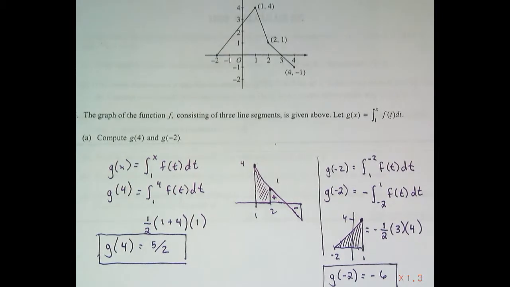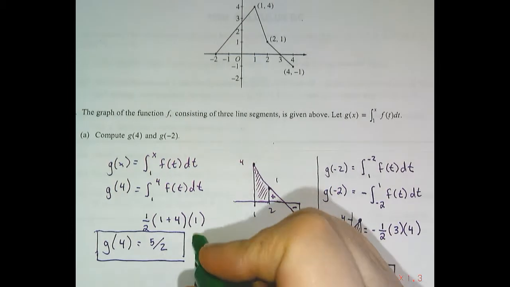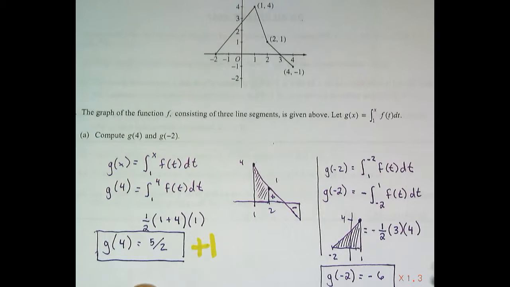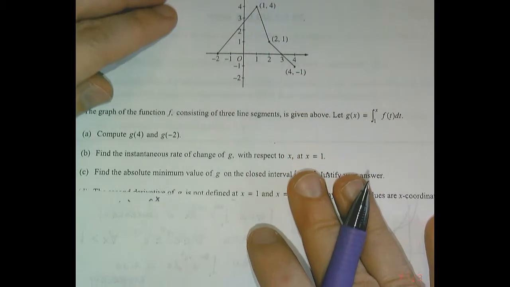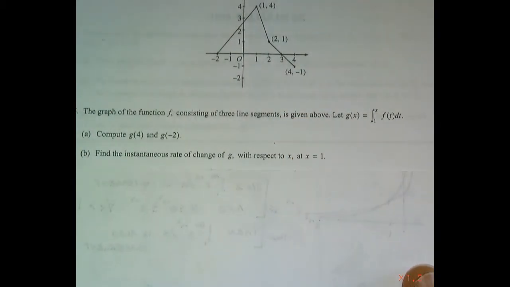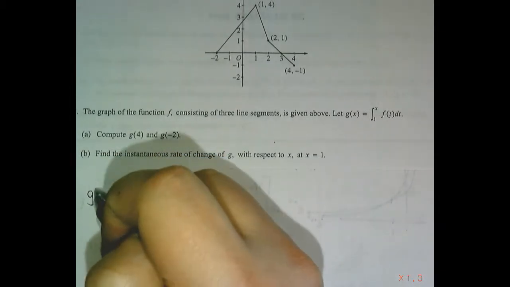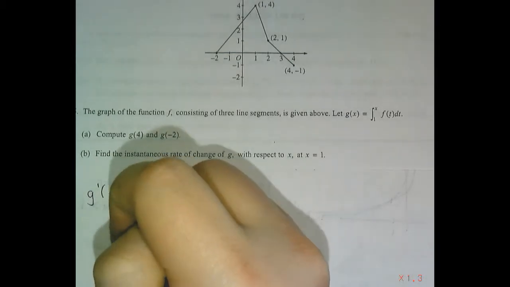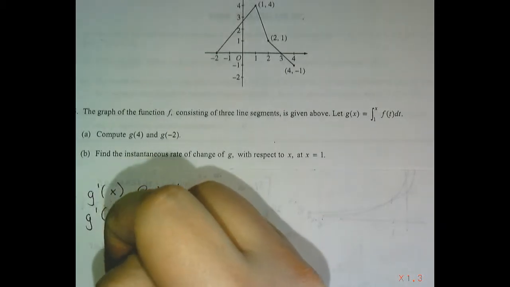There's our two parts for part A. When it comes down to grading for part A, you get 1 point for the first question and 1 point for the second part of part A. Okay? So let's move on to part B. Part B says find the instantaneous rate of change of g with respect to x. So they're asking us to find g prime of x at x equals 1. In other words, g prime of 1.